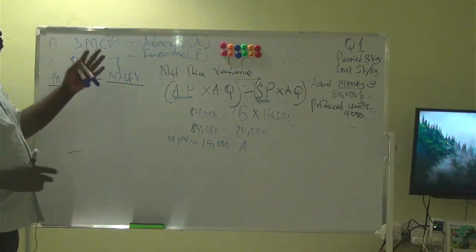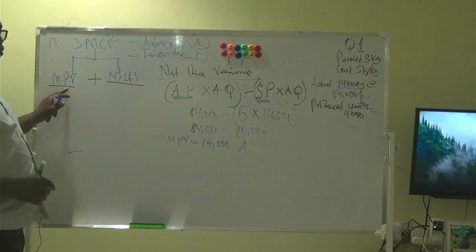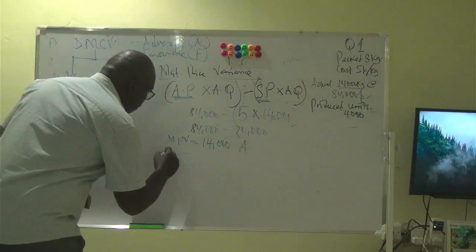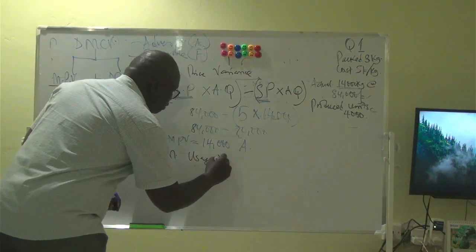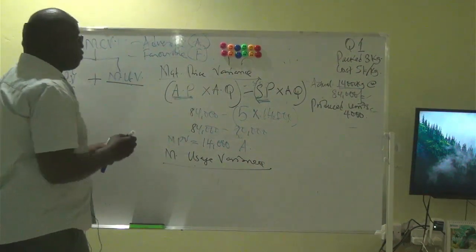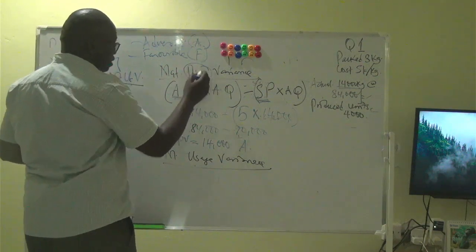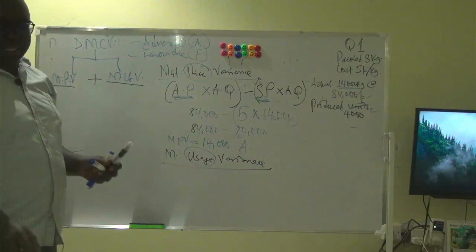Remember, we are calculating material cost variance. So we have done the first part, material price variance. We are now moving to material usage variance. Like in the first case, where we were looking at the price, now we are looking at the usage in terms of the quantities.